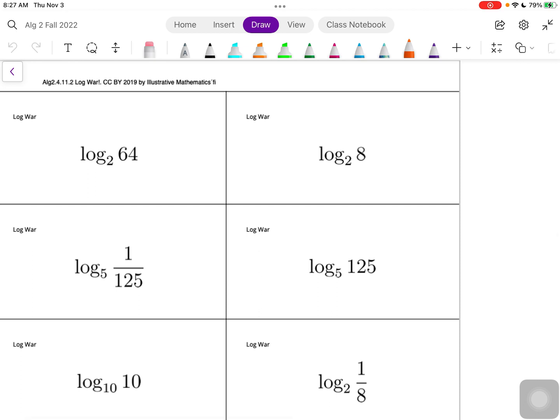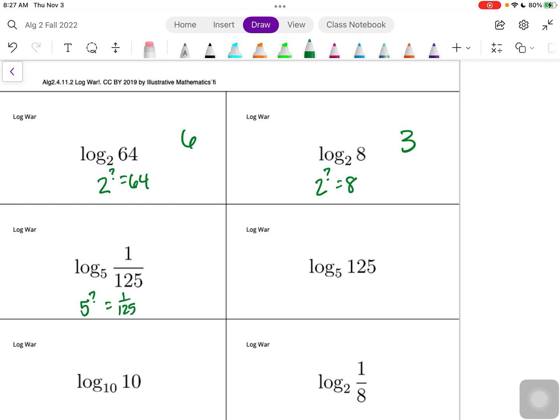let's just take a look at what these are in exponential form. And so this one would be 2 to the what is equal to 64. And so what is that value? That value is 6? And then for the next one, we have 2 to the what is equal to 8. So that is 3. Then we have 5 to the what is 1 over 125, or 1/125th.